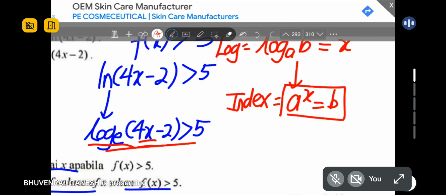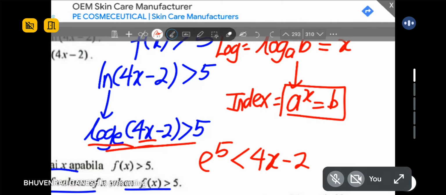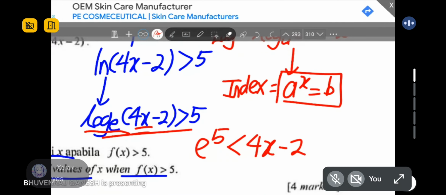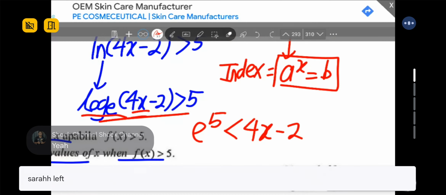Guna kat sini. So guys, what do you get? You get e power 5 less than 4x minus 2. Do you agree, guys? Setuju tak? Macam mana saya dapat yang ni? So you just convert log form to index form. That's all. Itu saja. Okay, so now you just find your x lah, guys.